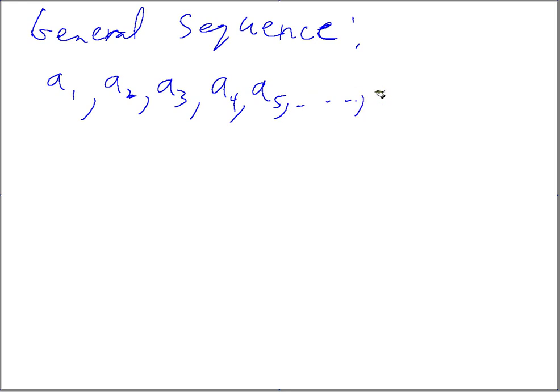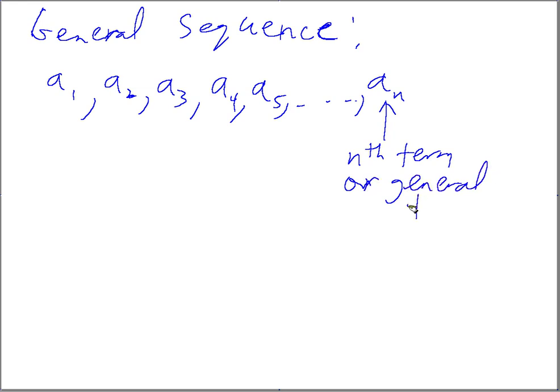Now, the general term is called the nth term. So this is called the nth term, or the general term. Typically, there's going to be a pattern for these types of sequences. So you might be given a formula for the general term.